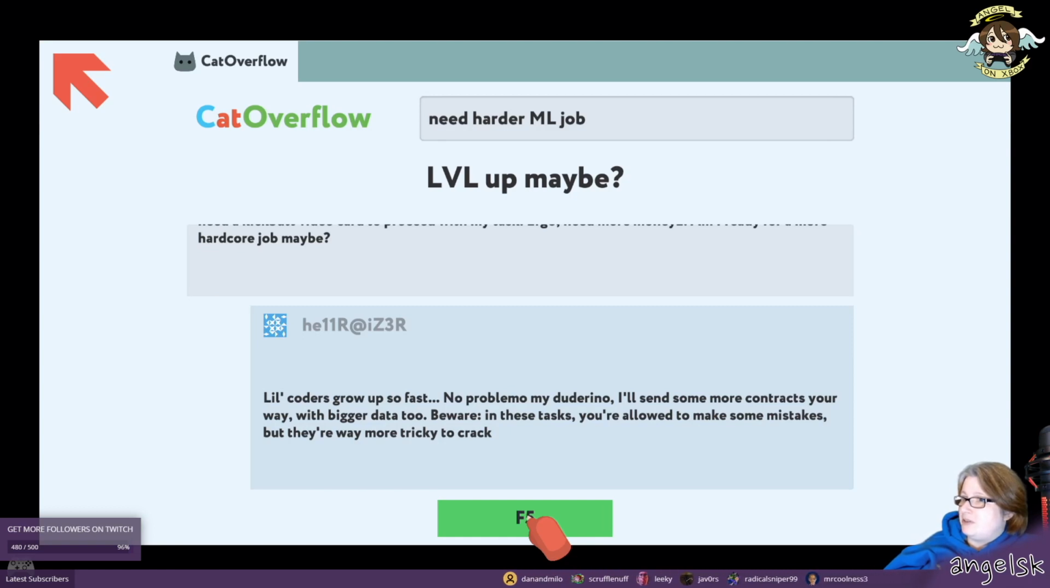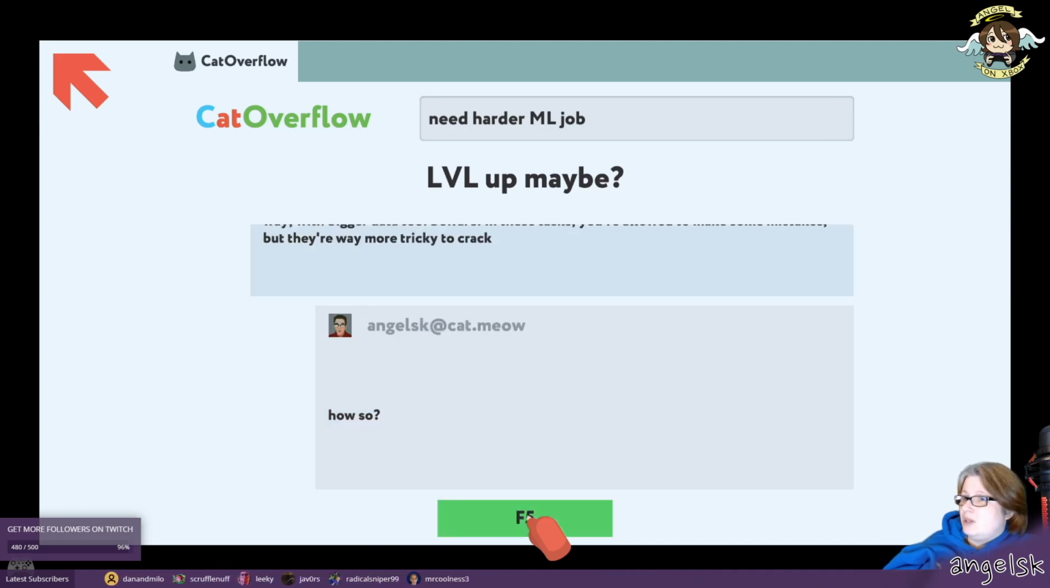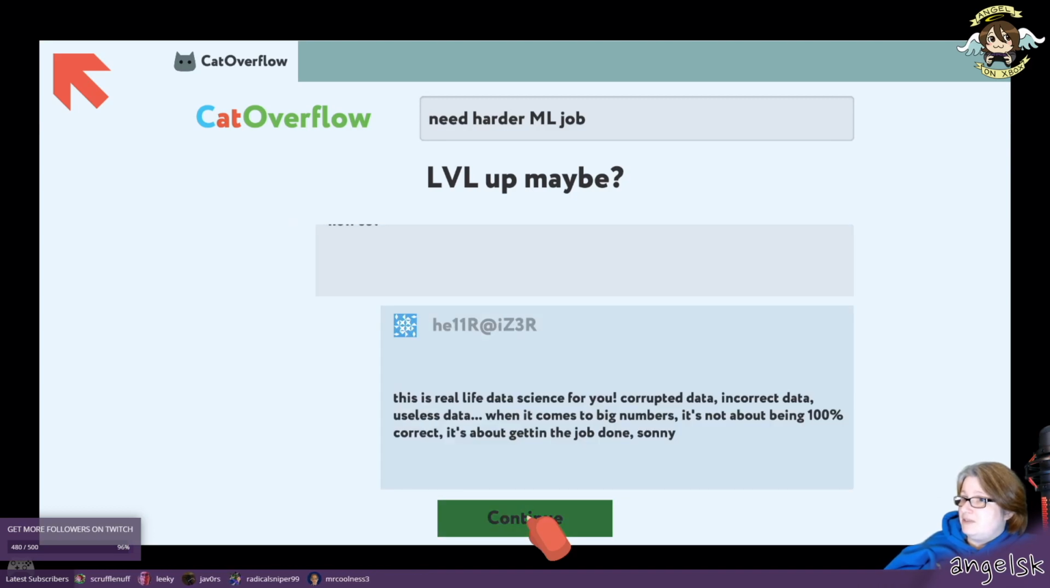No problem, my dear Dorino. I'll send more contracts your way with bigger data too. Beware, in these tasks you're allowed to make some mistakes, but they're way more tricky to crack. How so? This is real-life data science for you. Corrupted data, incorrect data, useless data. When it comes to big numbers, it's not about being 100% correct. It's about getting the job done, Sonny.